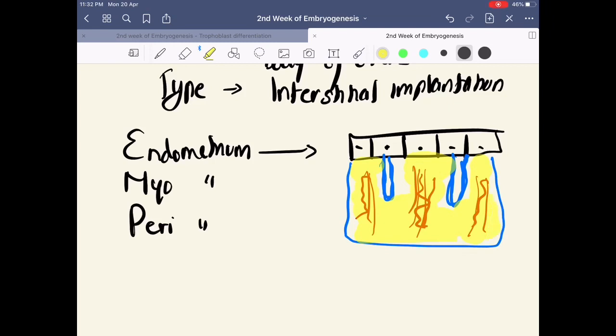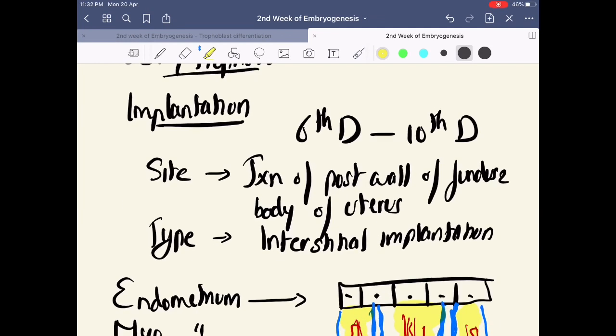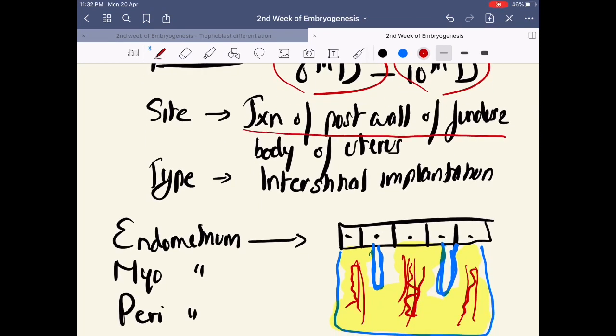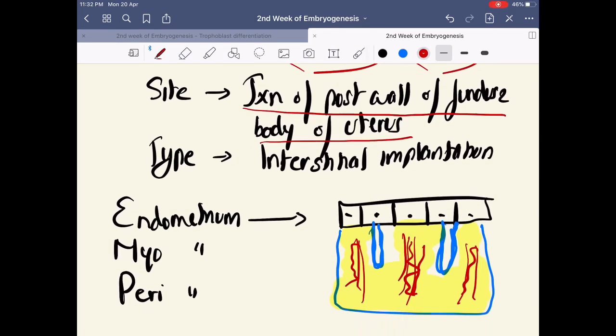So our blastocyst is getting implanted here inside the stroma, between the 6th day and the 10th day, at the junction of the posterior wall of the fundus and the body of the uterus. Hope it's clear.